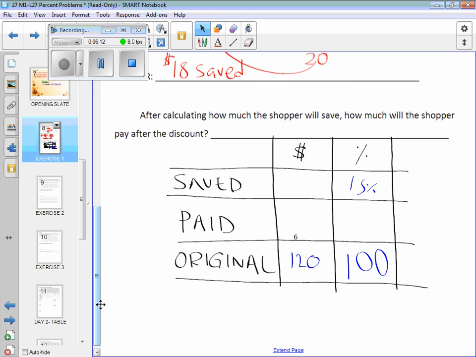Okay. Next number. What goes here? Need somebody to come up and do this box right here. Charlie, come on up. Agree? How'd you do it? Because 100% minus the 15% that he saved would be 85% that he paid. That's the percent paid. Now, 85.